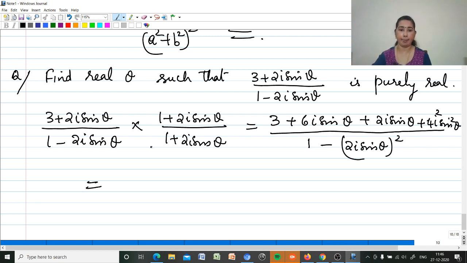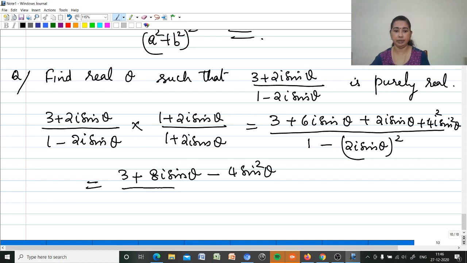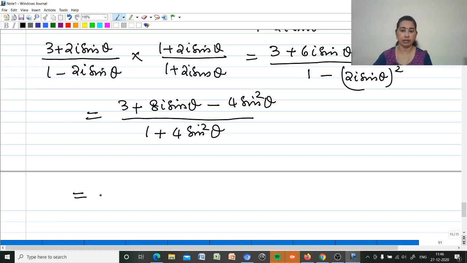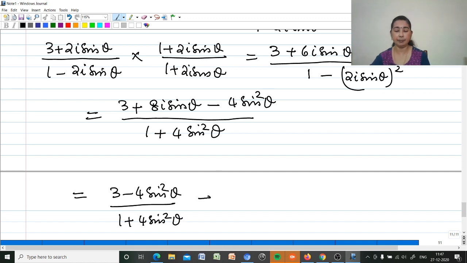That is equal to 3 plus 6i sin theta plus 2i sin theta is 8i sin theta, and i square is minus 1, so minus 4 sin square theta, divided by 1 minus i square, which is minus 1, so 1 plus 4 sin square theta. Now splitting as real and imaginary part. Real part is 3 minus 4 sin square theta by 1 plus 4 sin square theta. Imaginary part is plus i into 8 sin theta divided by 1 plus 4 sin square theta.